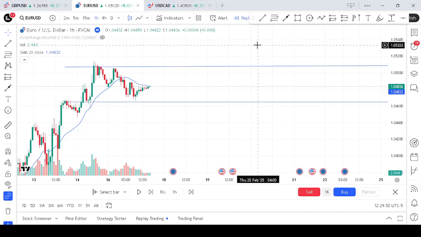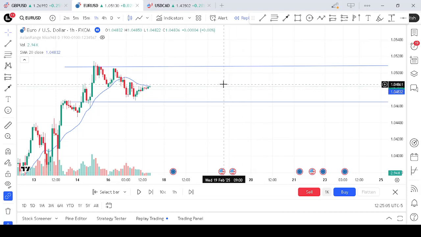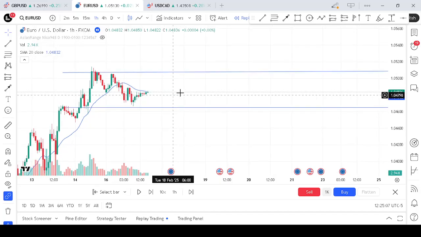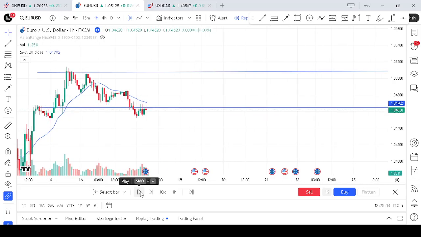Now let's not forget about our take profit. Our take profit should follow a minimum of 2 to 1 risk to reward. This means that if you are risking 20 pips, you should at least aim for 40 pips in profit.